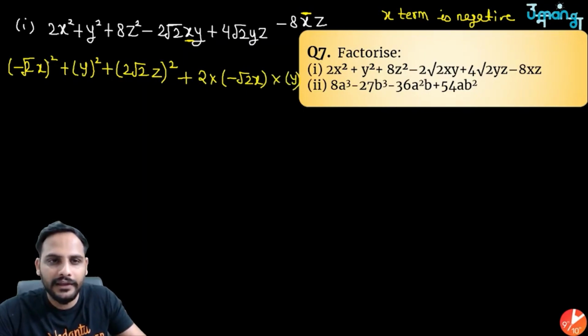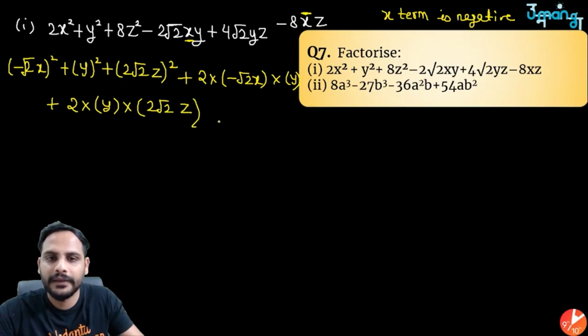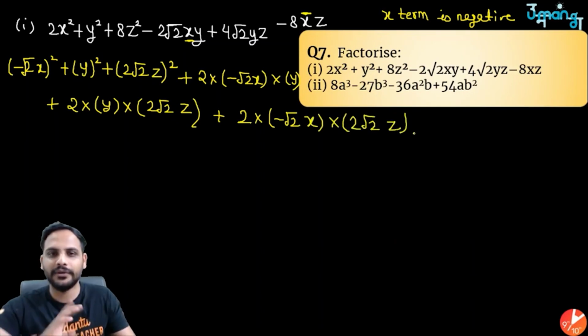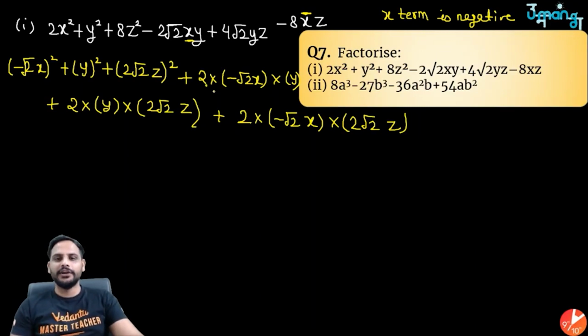A square plus b square plus c square plus 2ab plus 2bc, that is y and c, which is 2 root 2z, plus 2ac. So 2 into a is minus root 2x, and c is 2 root 2z. Now look, everything is being sorted. 2 into minus root 2 is minus 2 root 2 xy. Here 2 into 2 root 2 is 4 root 2 yz, positive, and minus is there.